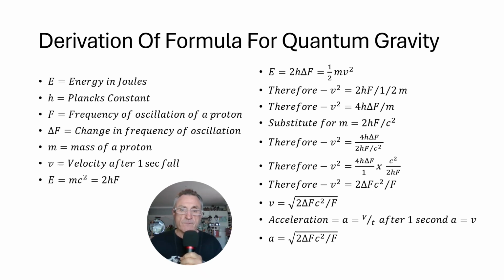Acceleration is v over t. After 1 second, a is equal to v. A is equal to the square root of 2 delta F c squared on F. And there's your formula for quantum gravity.